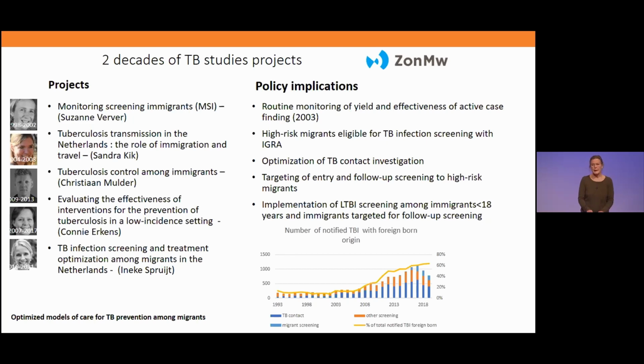Then the following two projects showed the usefulness of testing for TB infection and TB preventive treatment, specifically with IGRA among the migrant contacts of infectious TB patients. Based on this evidence, TB contacts from endemic countries became eligible for TB infection screening and TB preventive treatment. And the effect of that you can see in the right corner in the graphic there, where you can see that the number of migrants with TB infection notified to the register in the Netherlands increased tremendously in the last 10 years. And the percentage of foreign-born among persons with TB infection increased from less than 20% in the early years of this century to more than 60% in 2019.